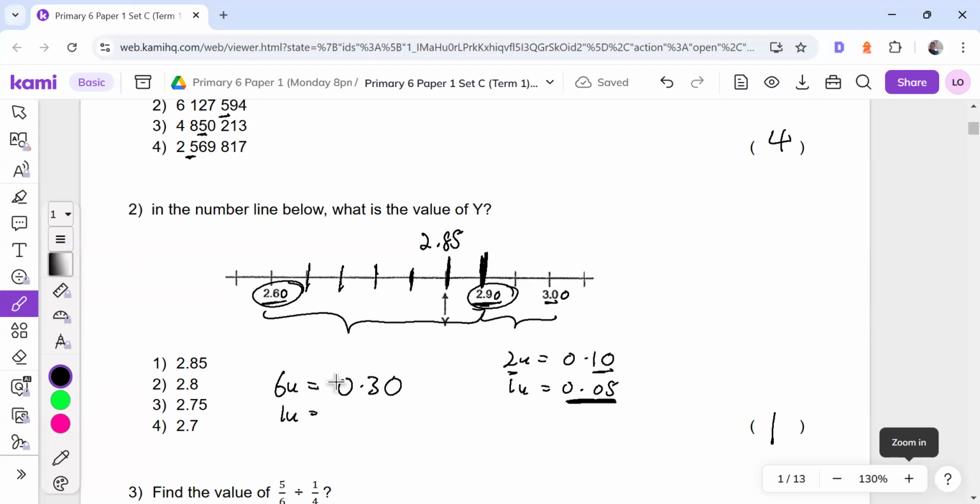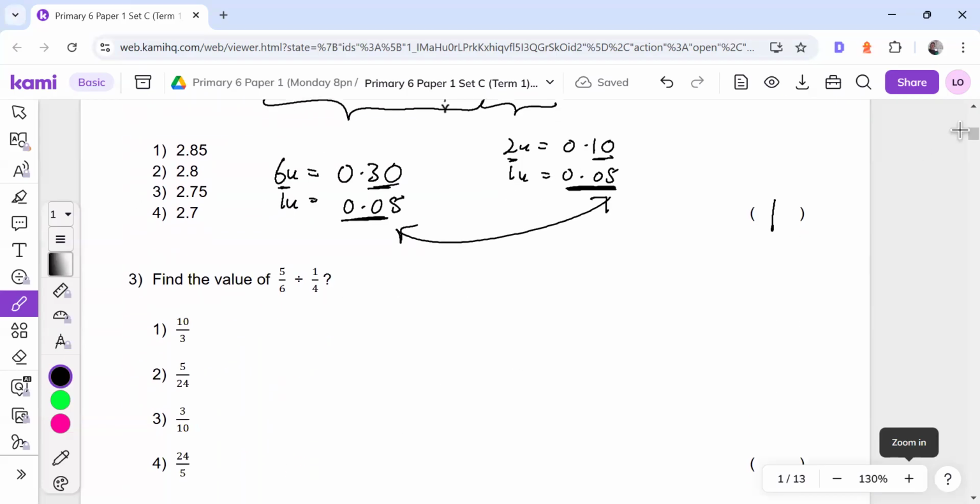Okay? And then how do you find one gap? Do less working. Paper one, you cannot have too much working. 30 divided by 6 is actually 5. So 1 unit is 0.05. Isn't that the same? All right. So you need to count the gaps, right? You cannot guess the number. Okay, number three. Answer number one.